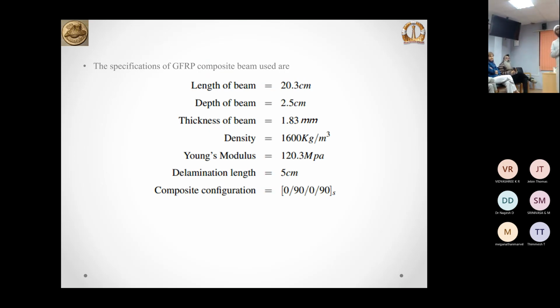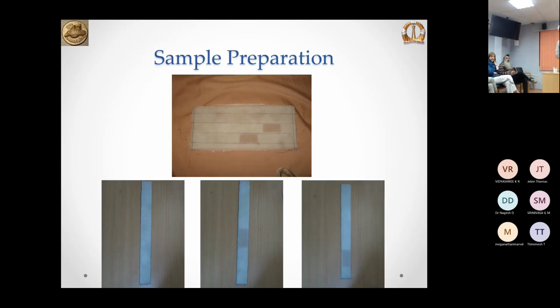Before that, the dimensions: width is 20.3 mm, depth is 2.5 centimeter, Young's modulus is 120.3. This is a GFRP composite, glass fiber reinforced, and this is the configuration of plies. This is how the sample is prepared. We made a plate out of GFRP, simulated the delamination using Teflon tape, and cut it into three beams. This is a healthy beam, no delamination. This is delamination at the middle, this at the tip.